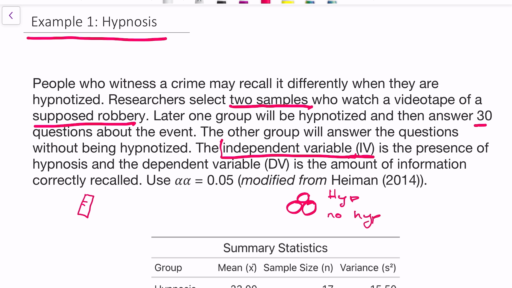The dependent variable, that's usually the outcome. So we're manipulating this variable. Either we give them the hypnosis or not. And we want to see what causes, what's the reaction of us doing this. And that's usually going to be measured in a numerical form. So here it's going to be the amount recalled correctly.